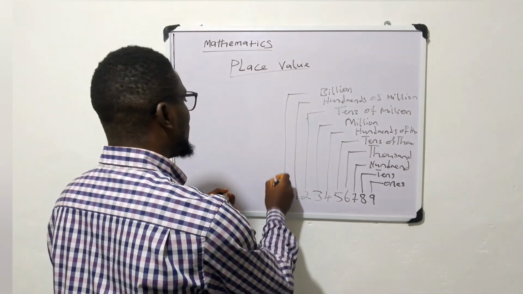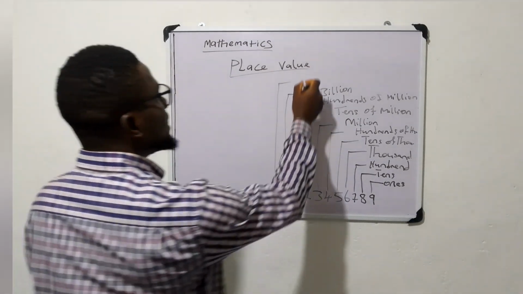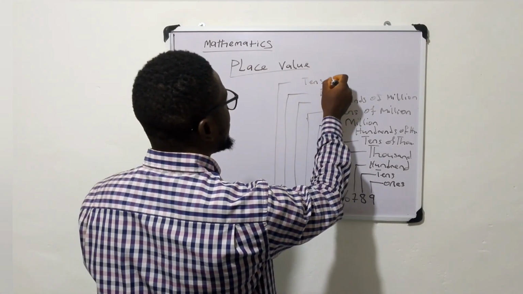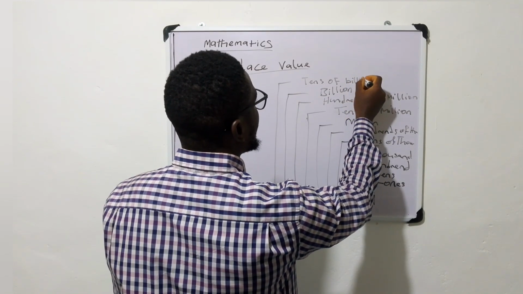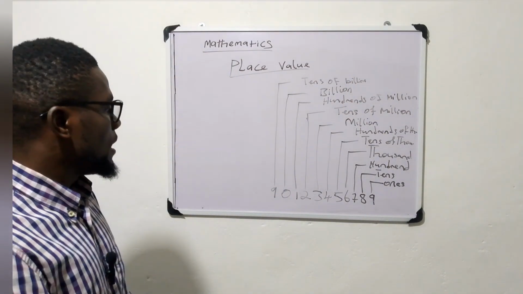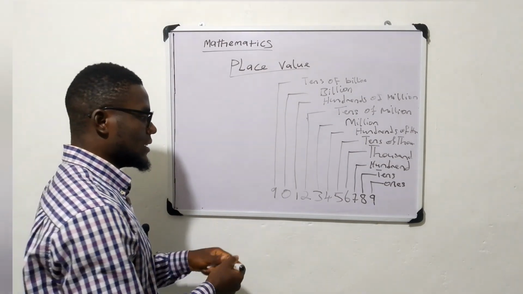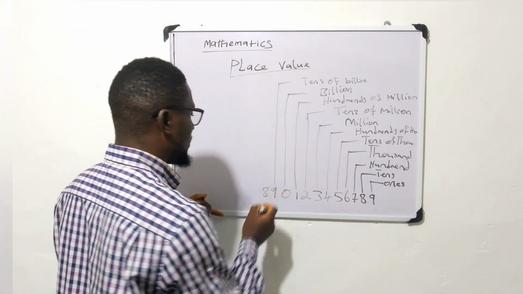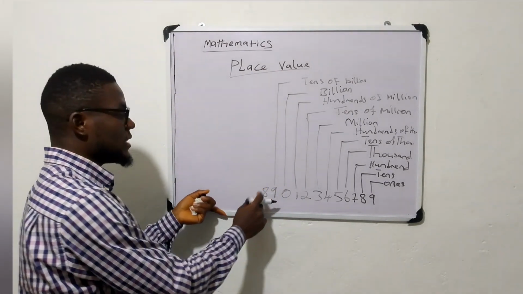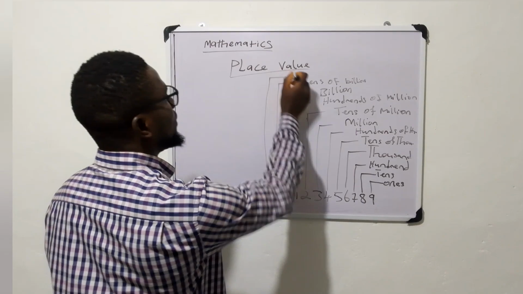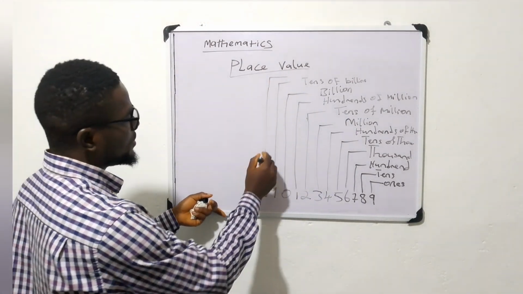The position here becomes tens of billion. Okay, now let's pick another number there. You can just pick 8. Now what is the value assigned to the position of this 8 here? I have it here. Don't mind my drawing. Let's make this a bit better now.